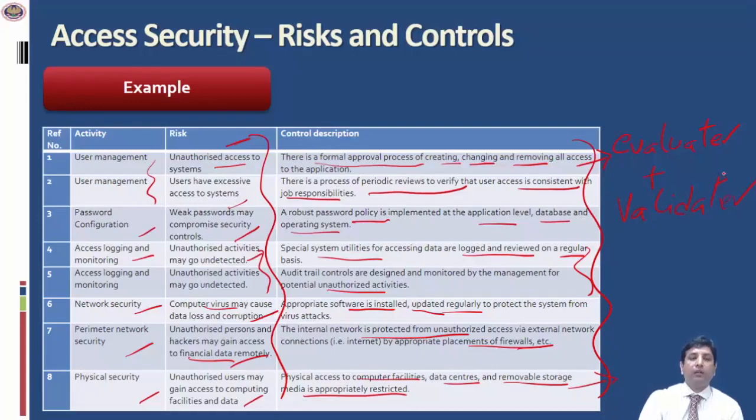Evaluation is basically whether the control is existing. We take a sample, and validation provides us the assurance that the specific control has been operating throughout the year.